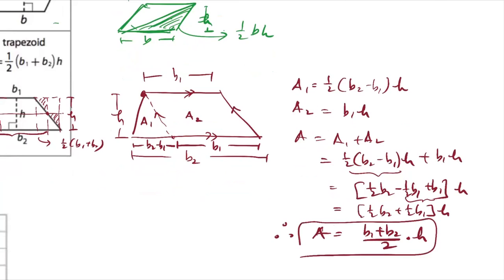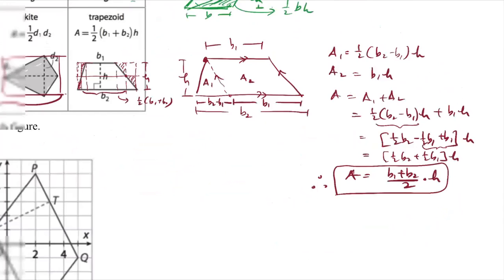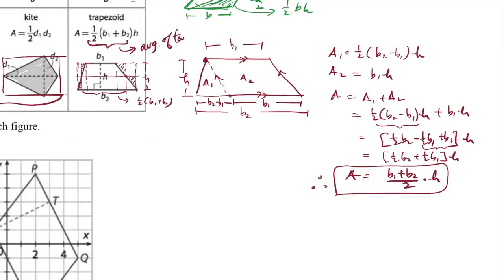This is actually the way I prefer to write it, because it reminds me that this equation, when you put this together, that part right there is the average of 2 bases, times the height. That's the way I like to think about it. And when you think of it that way, it reminds me of this idea that we just talked about, the more intuitive way.